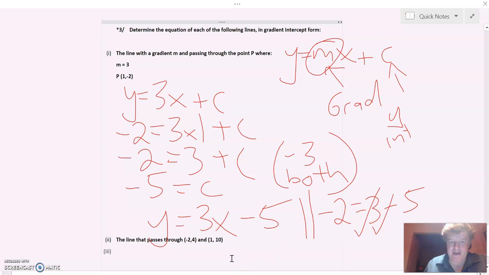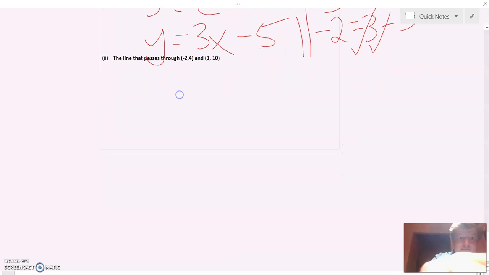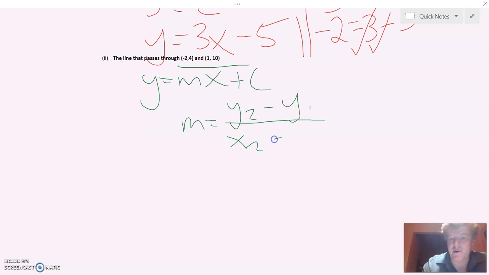For the next one, we're asked to find the rule in the same form, y equals mx plus c, using these 2 points here. Now, the first thing I would do here is calculate the actual gradient itself. So we know that the gradient equals y2 minus y1, the difference in the y values, divided by x2 minus x1. Remember what gradient is? It's the rise divided by the run. So the change in the y values is the rise in the graph. The change in the x values is the run.